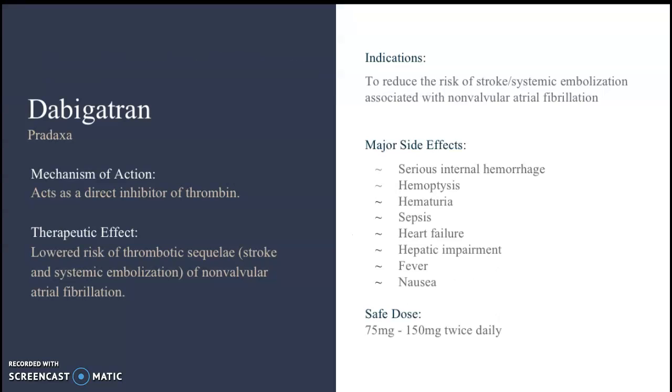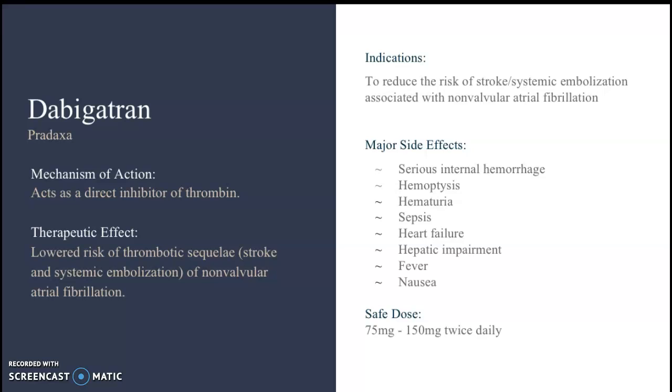Dabigatran, or Pradaxa, has a mechanism of action as a direct inhibitor of thrombin. It lowers the risk of thrombotic sequelae of non-valvular atrial fibrillation. Some indications include reducing the risk of stroke or systemic embolization associated with non-valvular atrial fibrillation. The major side effects include serious internal hemorrhage, hemoptysis, hematuria, sepsis, heart failure, hepatic impairment, fever, and nausea. A safe dose can range anywhere from 75 milligrams to 150 milligrams twice daily.